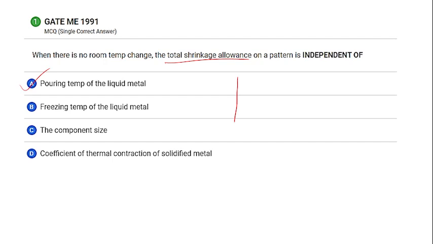Why is it? See, this is your graph, right? This is your liquid shrinkage. This is your pouring temperature, and this is your freezing temperature. So why does this liquid shrinkage come? Because of the difference between pouring and freezing temperature, right? When it is saying that your room temperature is constant, only this area will not be affected. So that is why your option A is correct. Is it because it is compensated by riser? Yeah, that's the reason. Okay.